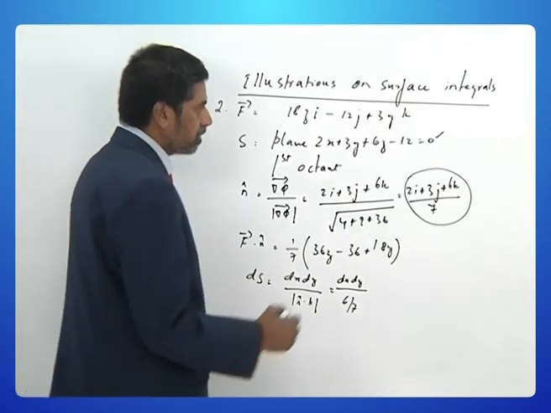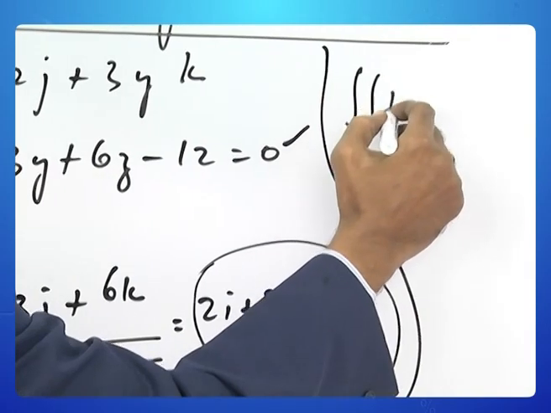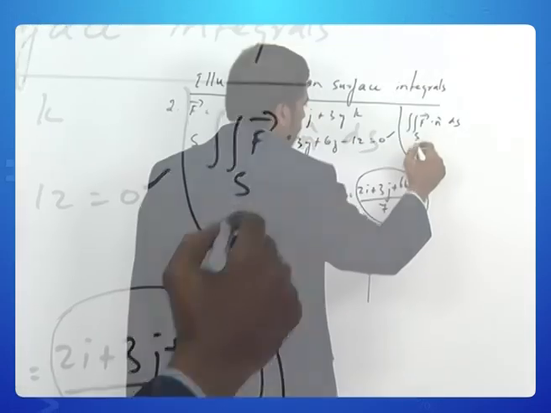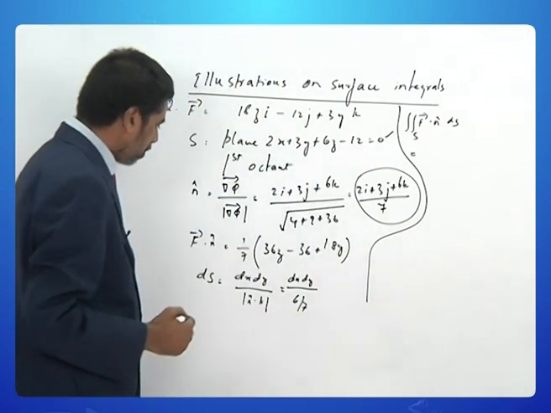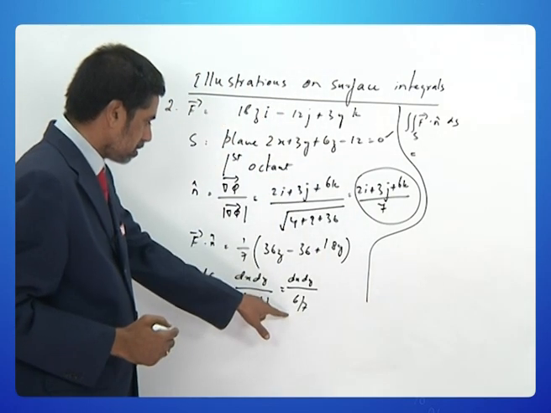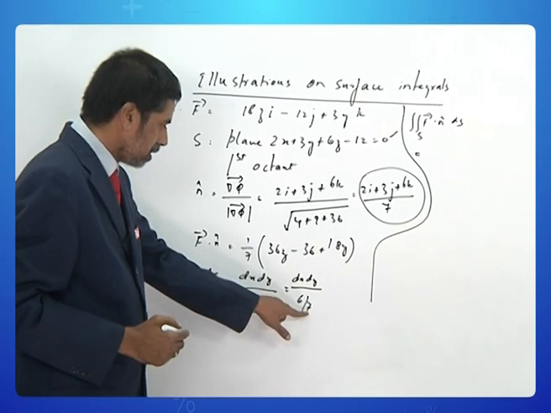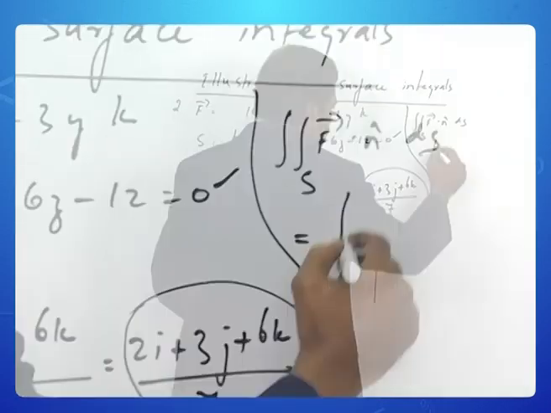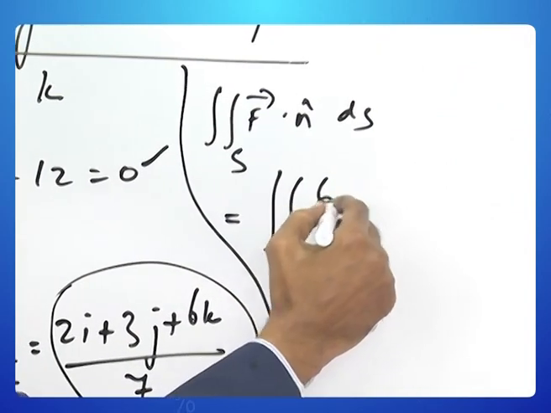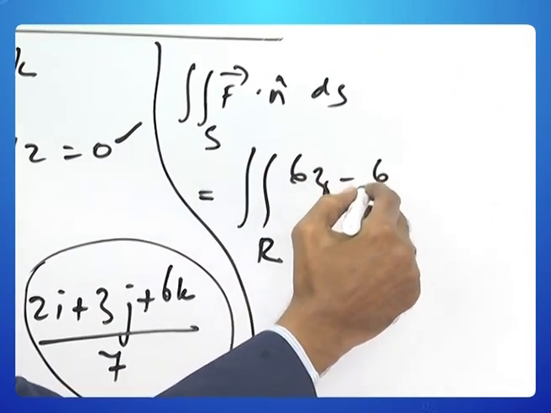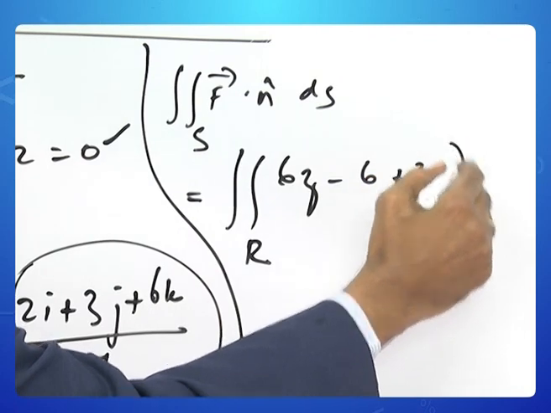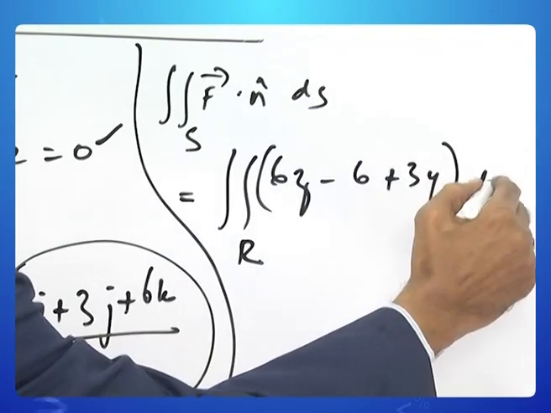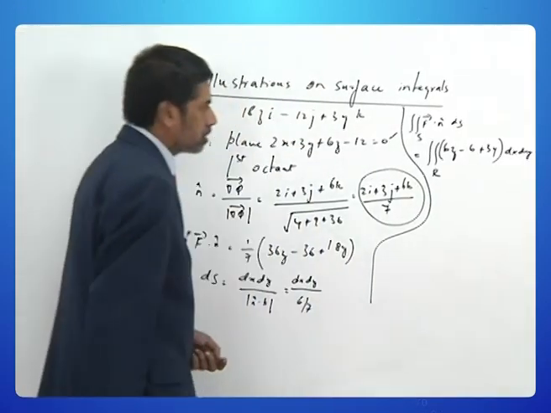So now what is it that we need? We need the surface integral of F dot n cap dS. F dot n cap is here, dS is here. So this 7 would get cancelled, and then this divided by 6 would give us the double integral over R of 6z minus 6 plus 3y dx dy. So there is a small problem.